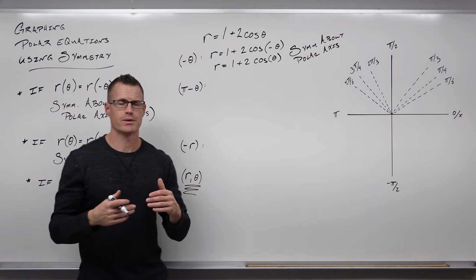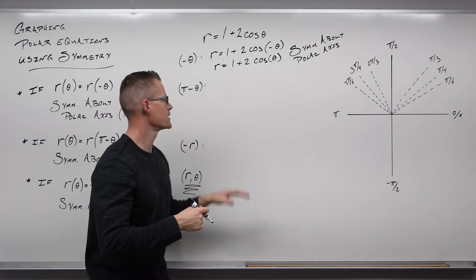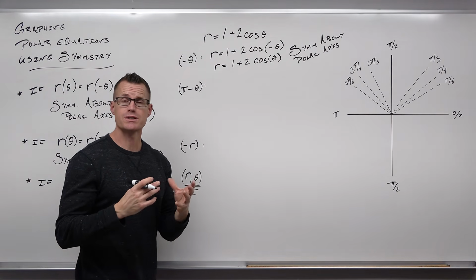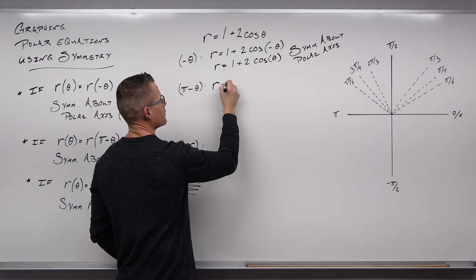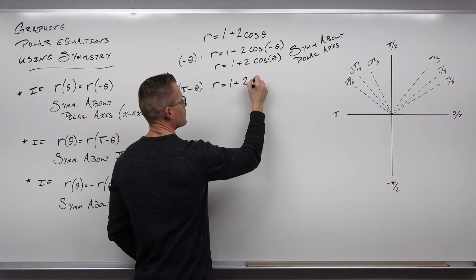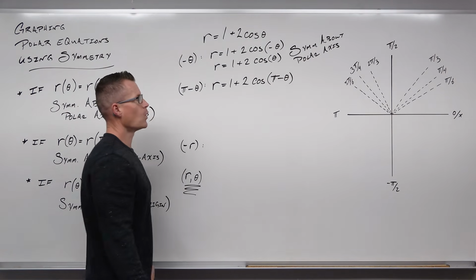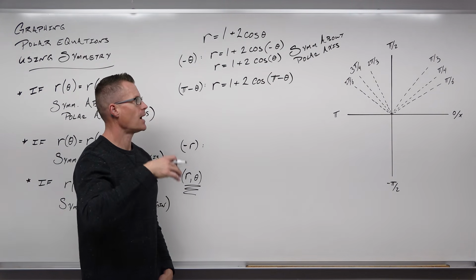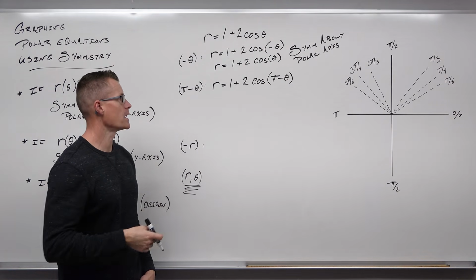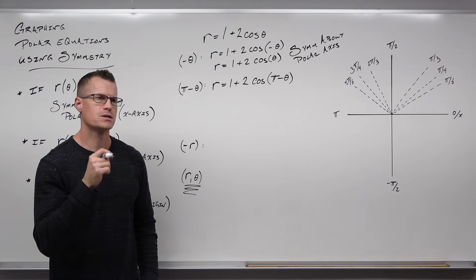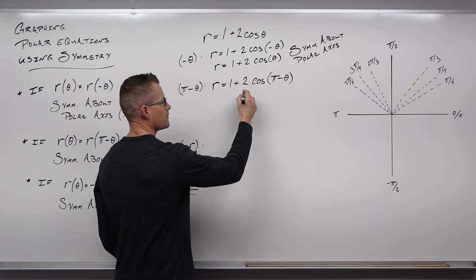We're going to try other symmetry. We're going to try symmetry about the y-axis or the pi over 2 axis. So we're going to plug this pi minus theta in, use a sum or difference formula, and then simplify. So 1 plus 2 cosine of pi minus theta. We need the sum or difference formula for cosine. The difference formula for cosine says cosine of the first, cosine of the second, plus sine of the first, sine of the second.